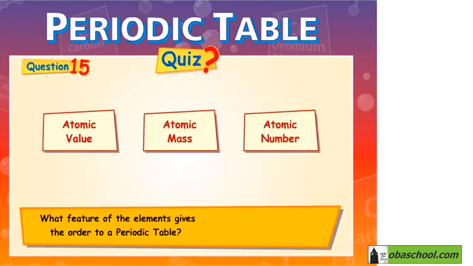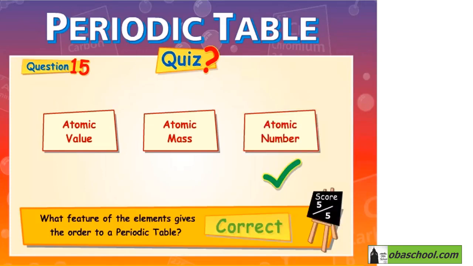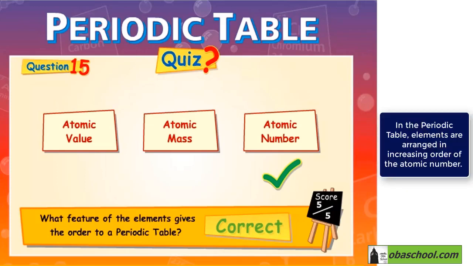What feature of the elements gives the order to a periodic table? This is a very important question because it's actually one of the characteristics of the periodic table and the organization of the chemical elements in it. The correct answer is the atomic number. In the periodic table, the elements are arranged in increasing order of the atomic number.